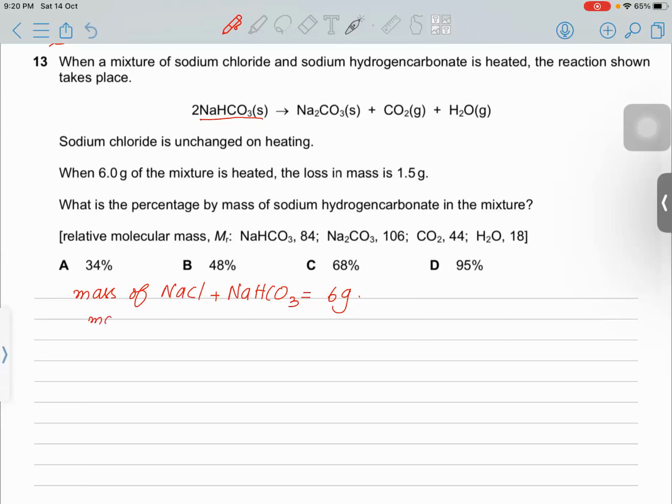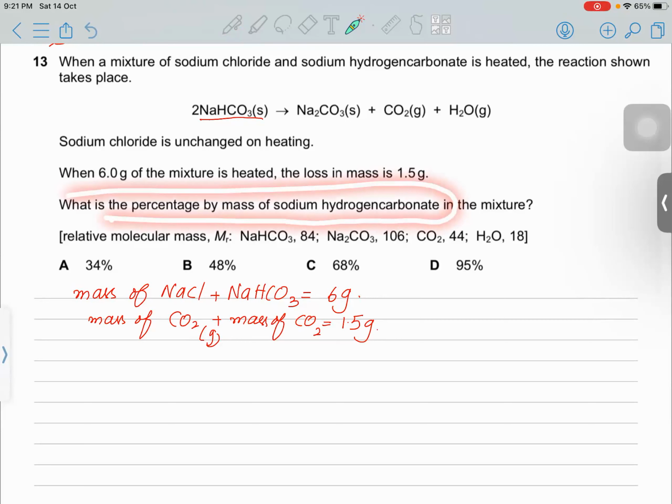So mass of carbon dioxide gas plus mass of water is 1.5 gram. Now the question is: what is the percentage by mass of sodium hydrogen carbonate in the mixture? What is the percentage by mass of sodium hydrogen carbonate in the mixture? Are you getting the whole question?